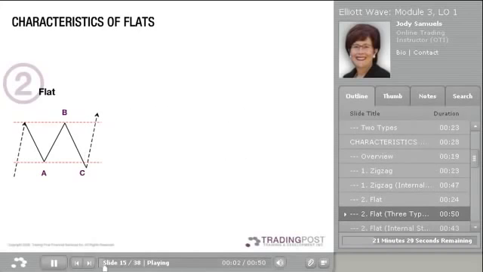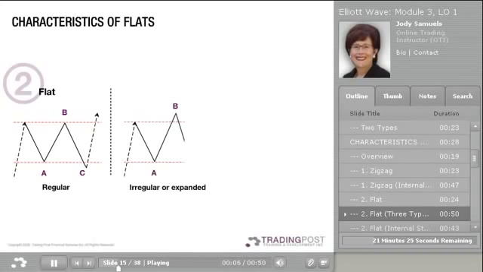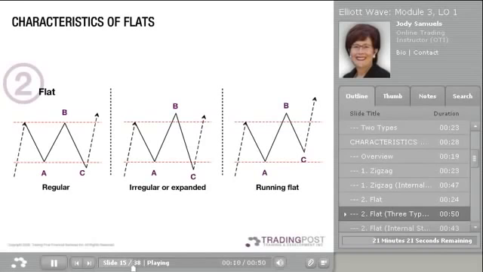In flat corrections, the regular flat is the most common, followed by the irregular or expanded, followed by the running flat. Subtle differences between the travel of waves B and C determine which flat correction it is. For example, the regular flat is the most common, with B traveling back to the start of A, followed by the C wave, which usually comes slightly below the end of wave A.